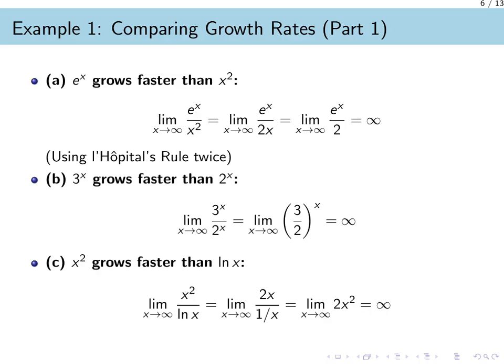The other two examples show a similar pattern. 3 to the power of x outpaces 2 to the power of x, and x squared easily outgrows the natural log of x. The main takeaway is that if the limit of the ratio is infinity, the function in the numerator is the one that grows faster.